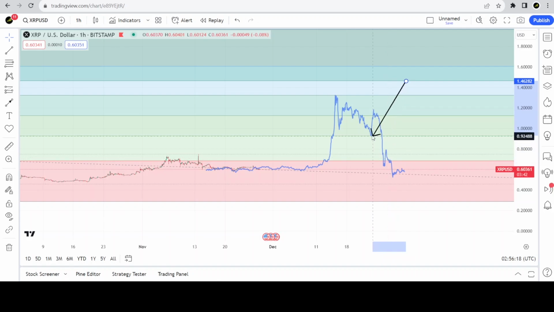There's going to be a lot of excitement in the XRP community. Do not get bamboozled by the excitement. Do not think it's going to go different. It will turn around and it will crumble.